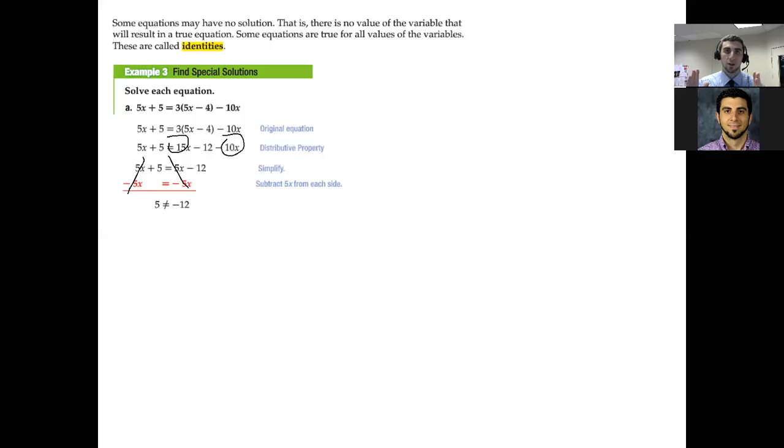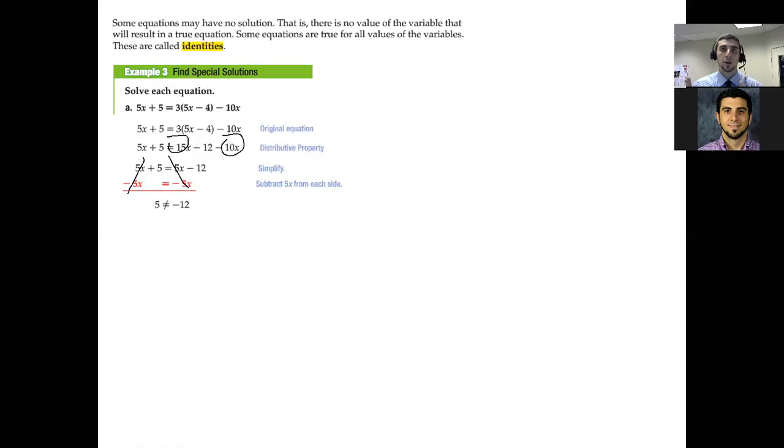All the variables did. There's no x's, no variables left in the equation. And the stuff that's left is actually not equal. 5 is not equal to negative 12. And if you look at the step before, basically what you're saying is you want to take a number, multiply it by 5, and then add 5 to it, and try to find what number is going to be equal to that whenever you do the same number times 5 and subtract 12.